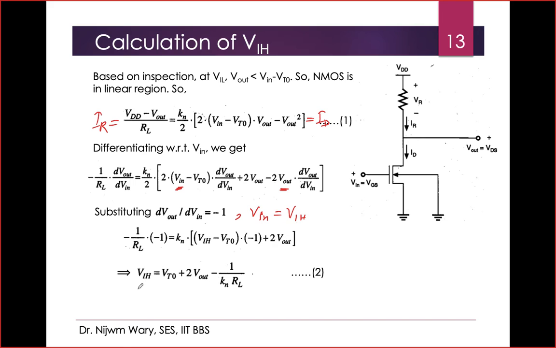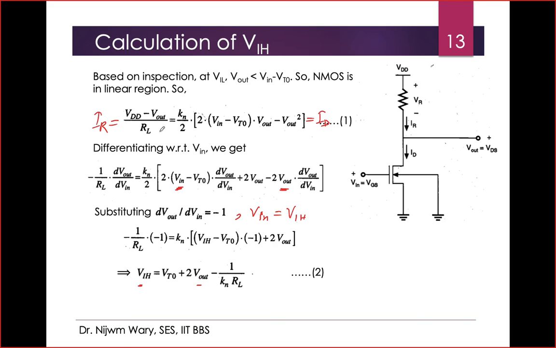Again, what we get is an equation which has two unknown variables, VIH and V out. We still don't know what V out is, and we want to find VIH. Now, if we see here, we have two equations with two unknowns.